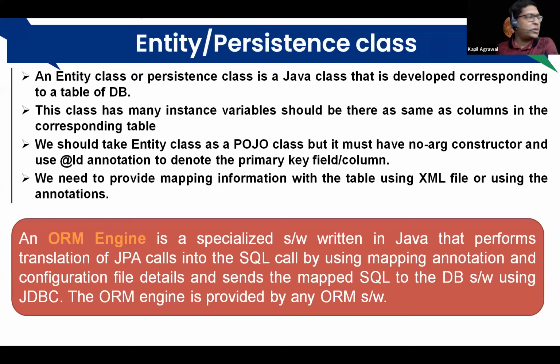After Pojo, now I'm talking about entity classes. So see, an entity class or DB persistence class is a Java class for developing a corresponding table of the DB. Second point, this class should have as many instance variables as the number of columns in the corresponding table. We should take the entity class as a Pojo class, but it must have a no-argument constructor, and it must use the @Id annotation to denote the primary key field. Next point, we have to provide the mapping information with the table using an XML file or using annotations. This time we are going to use annotations.